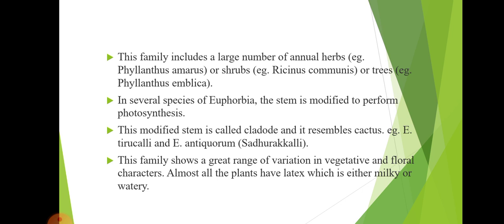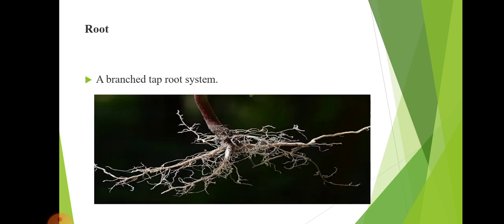This family shows a great range of variation in vegetative and floral characters. Almost all the plants have latex, which is either milky or watery. If you see the root system of this Euphorbiaceae, the whole family belongs to the taproot system. It's a branched taproot system. The picture shows the taproot system.